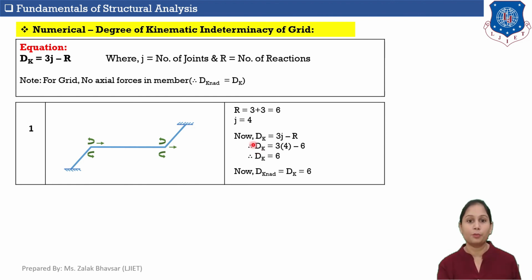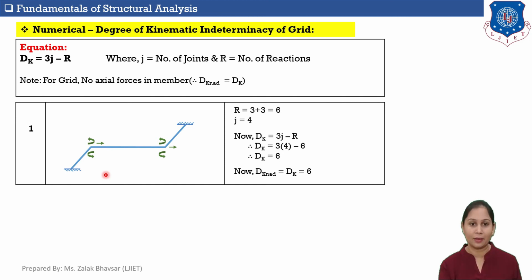Now let's put the values of R and j in the equation of dk of the grid structure. So dk is equal to 3j minus capital R. Value of j is 4 and R is 6. So we get the answer dk is equal to 6. It means we can say that in this given grid, total 6 displacements are possible.